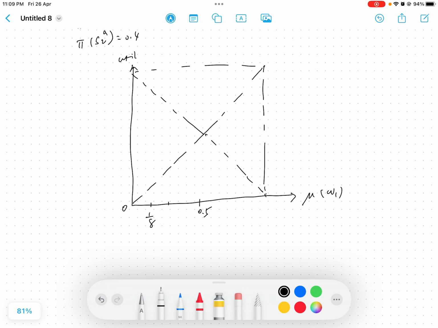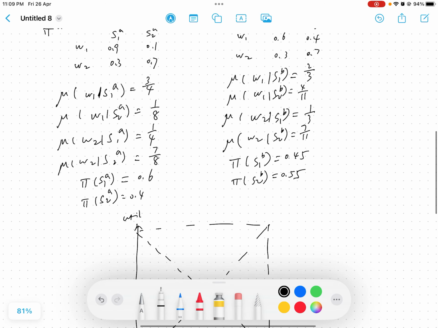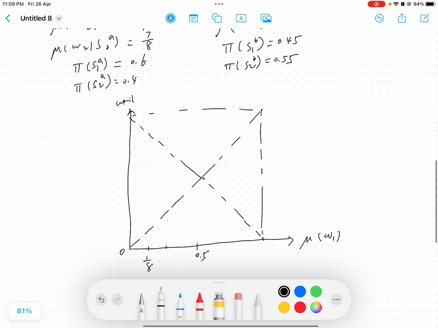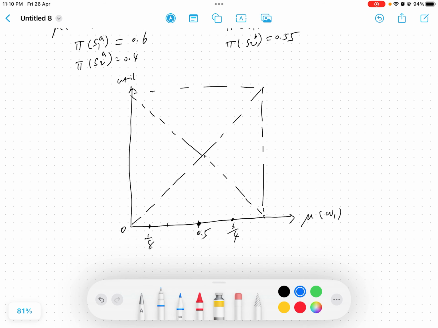For our first signal, our prior belief is redistributed with a distribution over the posterior beliefs. This is the prior belief at 0.5. 1/8 is one of the posterior beliefs, and another one is 3/4, right here. So the prior was split into those two posterior beliefs.